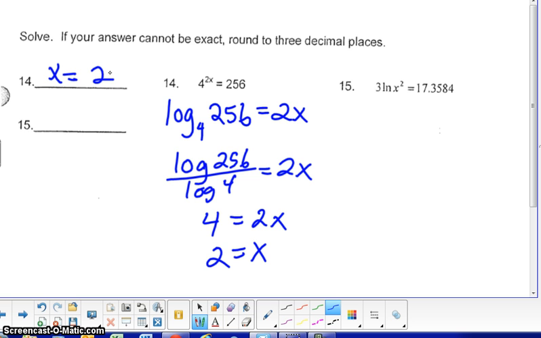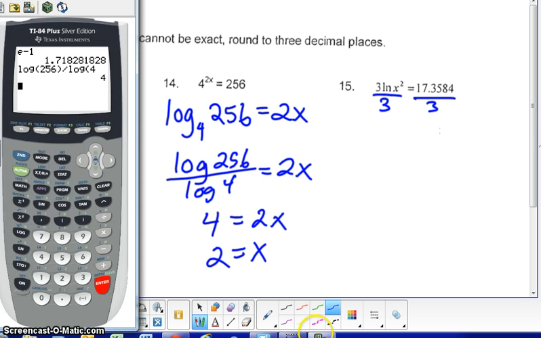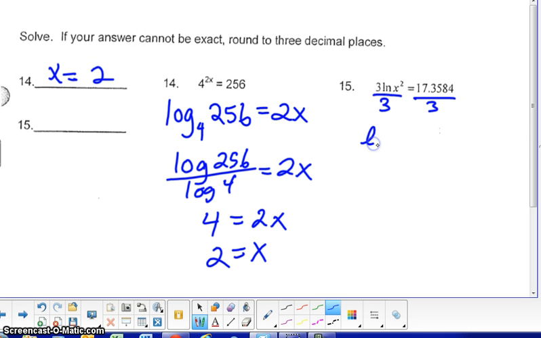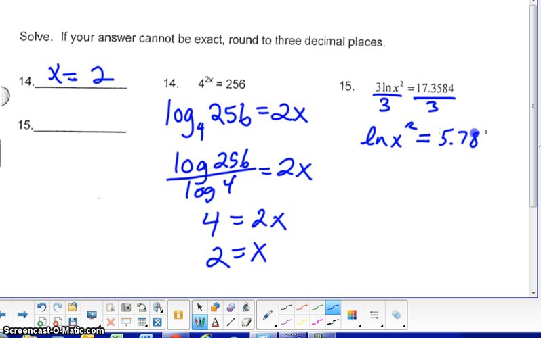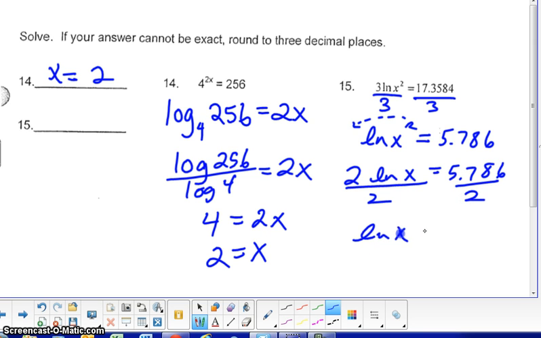Okay? On this one, you want to simplify as much as you can first. So you want to divide both sides by 3. And again, the calculator will help us find out what the value of that is. Divided by 3, we end up with 5.786. And as we know about exponents, they go down in front. So it'd be 2 times natural log of x equals 5.786. And then by dividing by 2, I'm getting natural log of x all by itself, which is good.